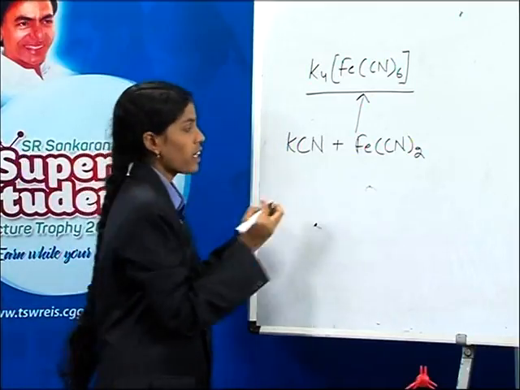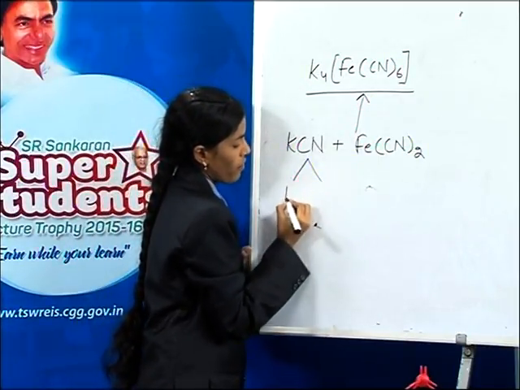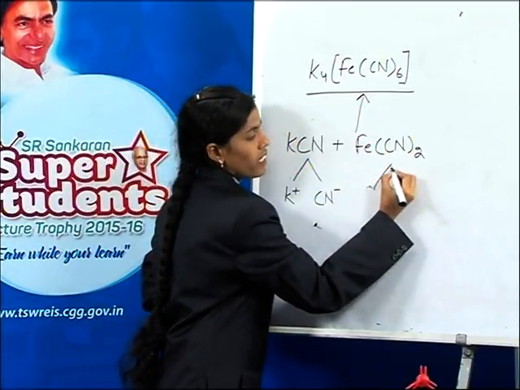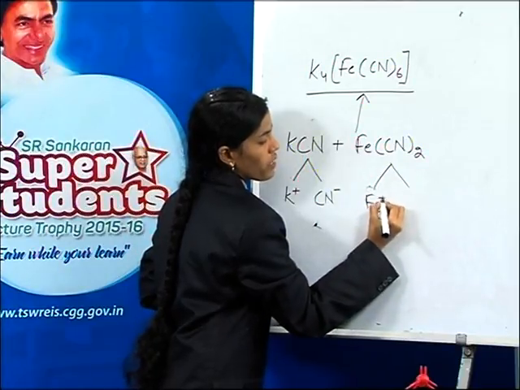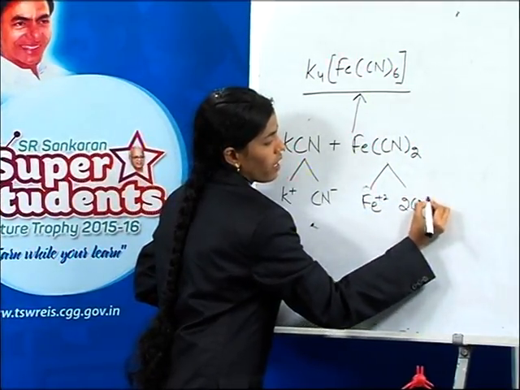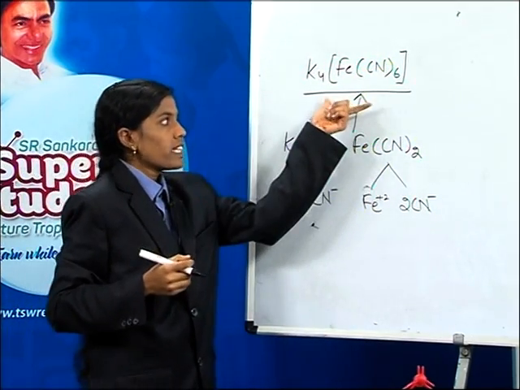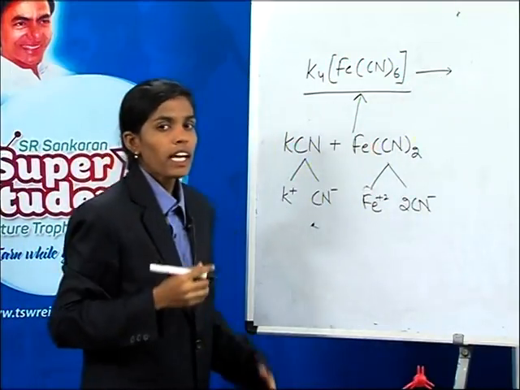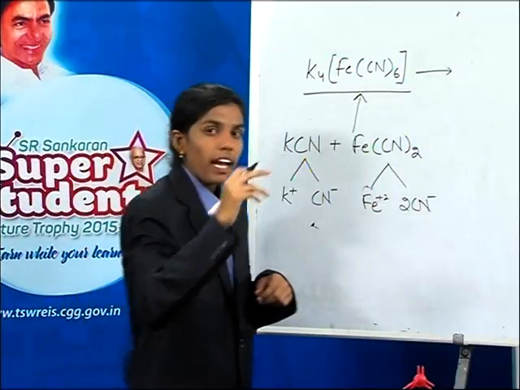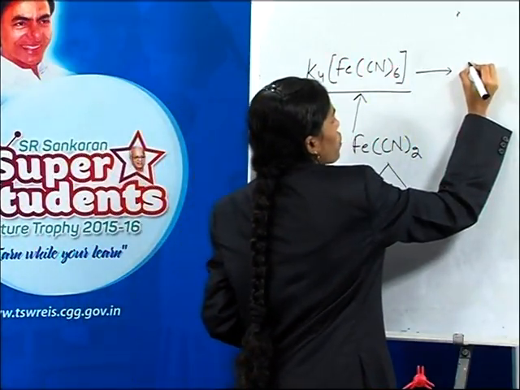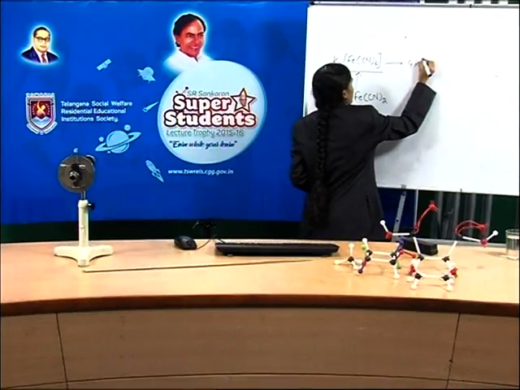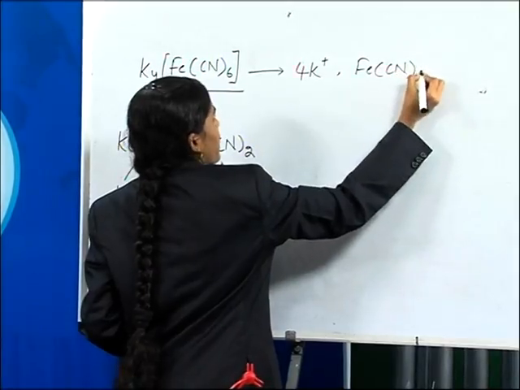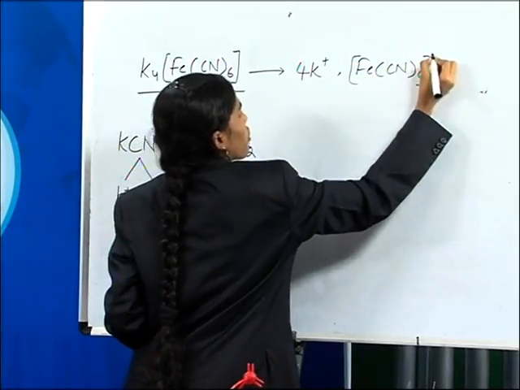If we observe here, in potassium cyanide we can find K+ and CN- ions, whereas in ferrous cyanide we can find Fe2+ and 2 CN- ions. When this compound is treated with water, or in aqueous solution, it does not give its constituent ions; rather it gives rise to new ions. They are nothing but 4K+ and the [Fe(CN)6] complex with a negative charge.